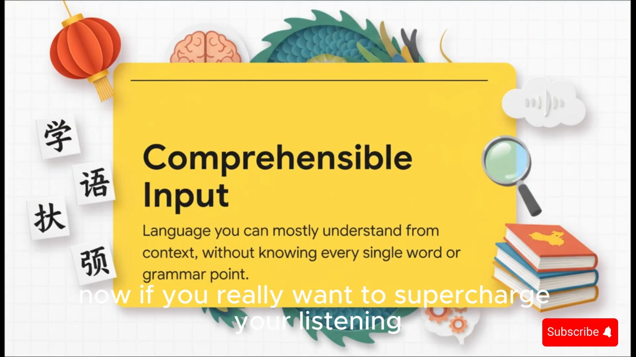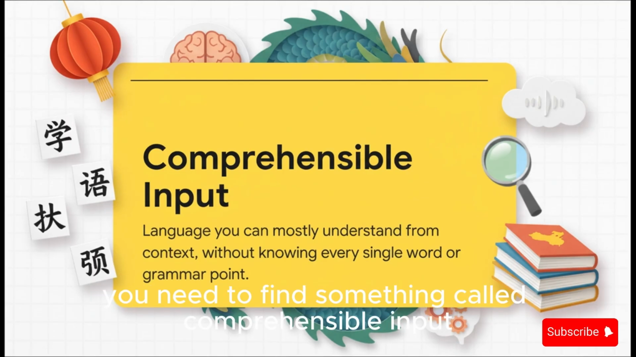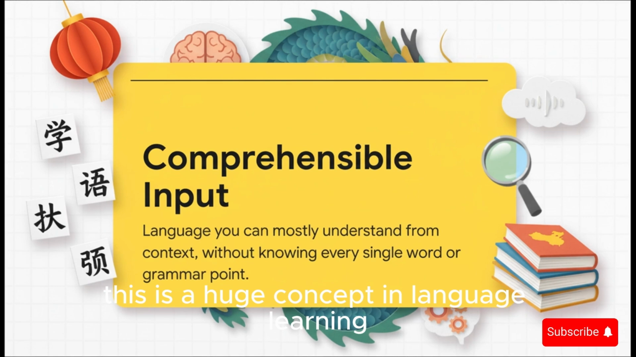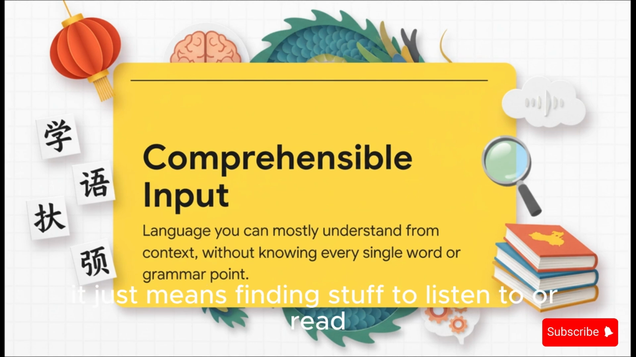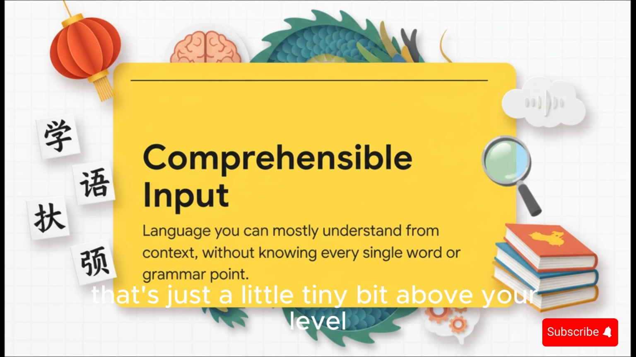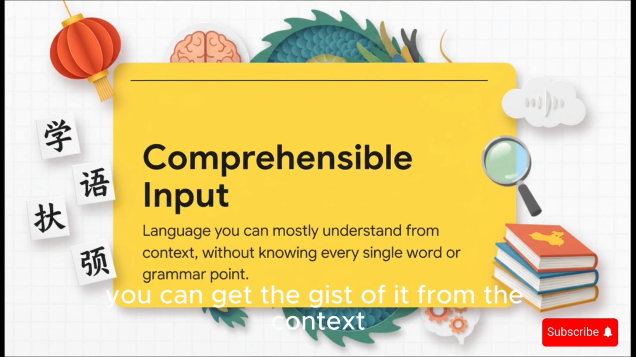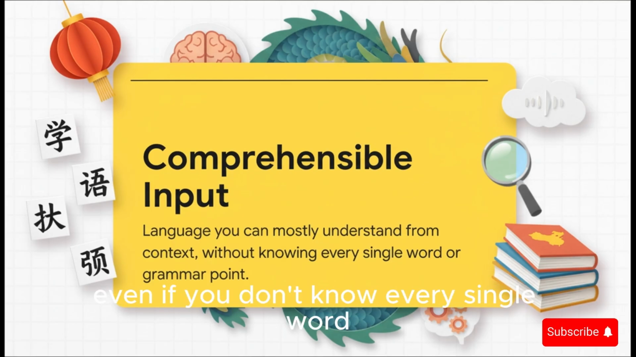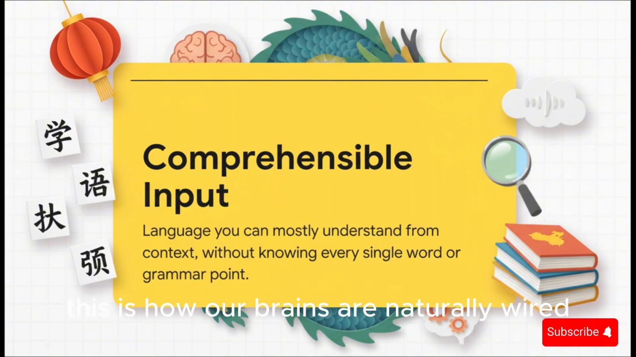Now, if you really want to supercharge your listening skills, you need to find something called comprehensible input. This is a huge concept in language learning. It just means finding stuff to listen to or read that's just a little tiny bit above your level. You can get the gist of it from the context, even if you don't know every single word. This is how our brains are naturally wired to pick up new language.